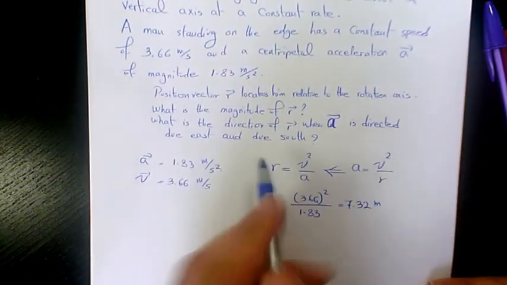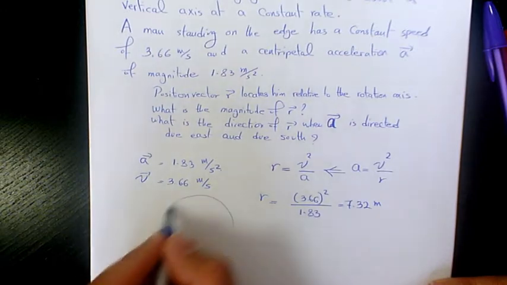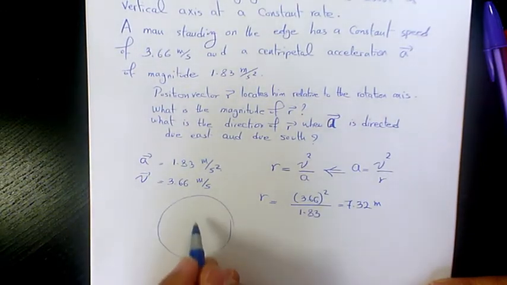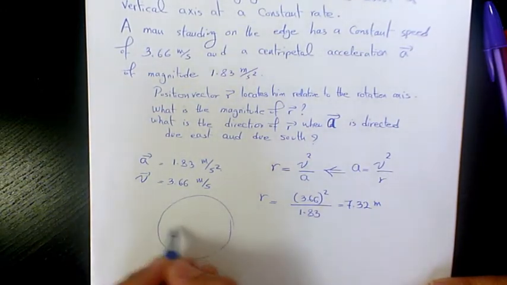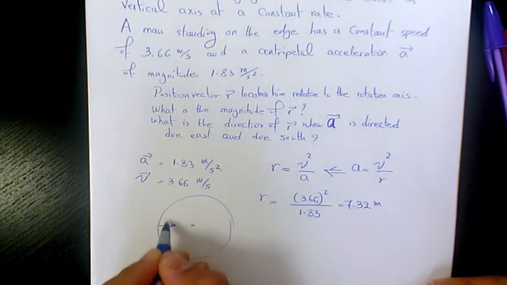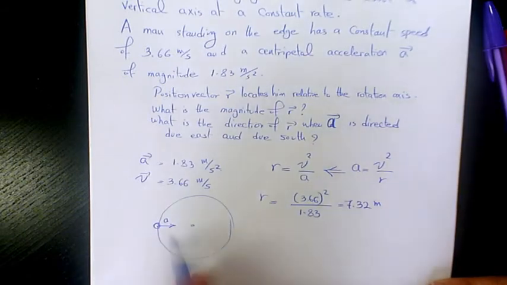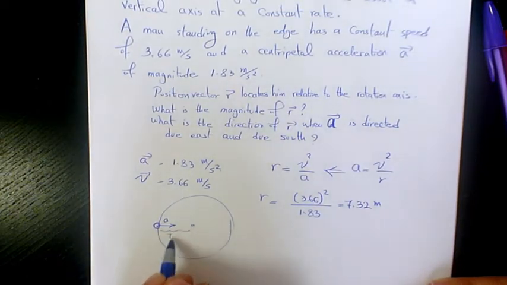So if the acceleration is due east, it means that it is like that, and the location of this person is west side of the center, which is going to be 7.32 meters.